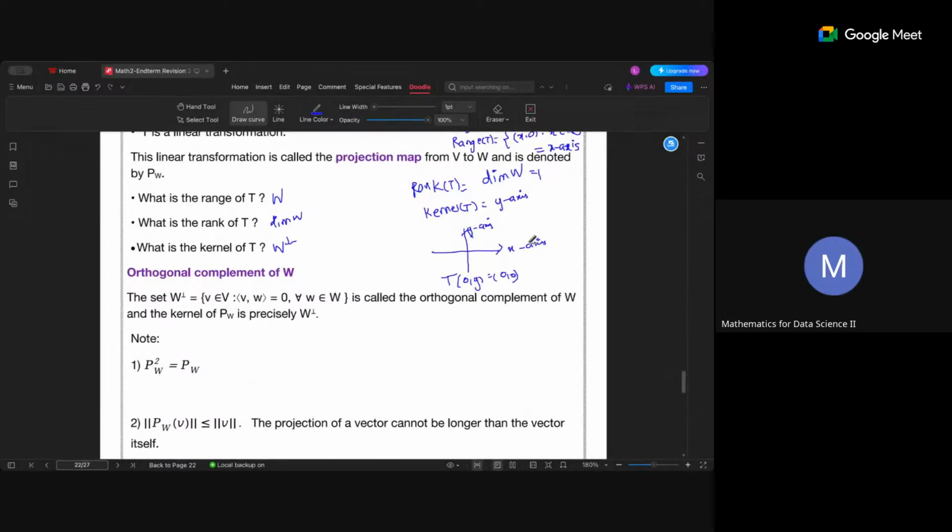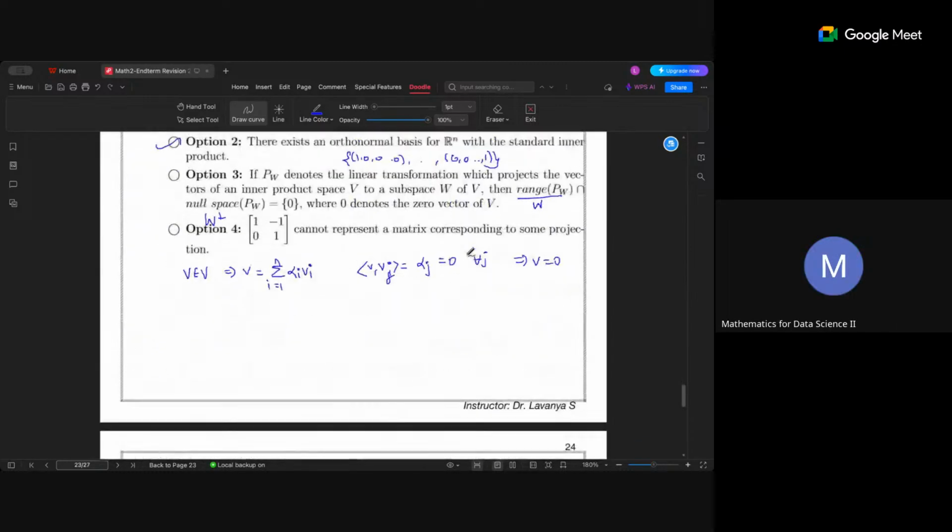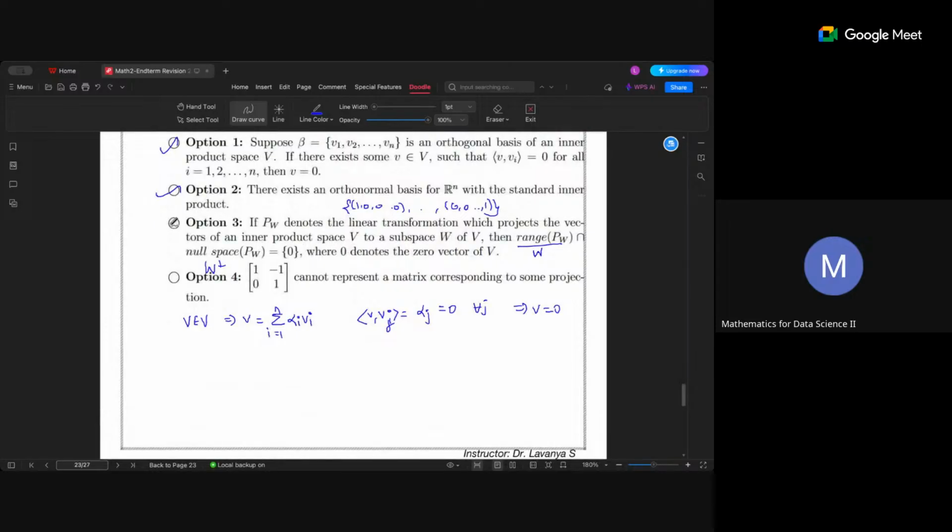Look at this image. This is your W. This is W perp. Oh, sorry, the origin. My mistake. So the intersection is just the origin. Okay, so this statement is true.